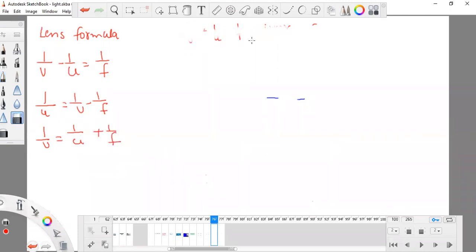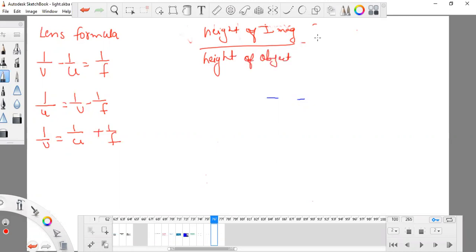Now there is a magnification also. Magnification of mirrors was height of image upon height of object, that is h' upon h, and this is magnification. I'm writing this for mirror: h' upon h is equal to minus v upon u. If I write this for lenses, the same thing will happen.